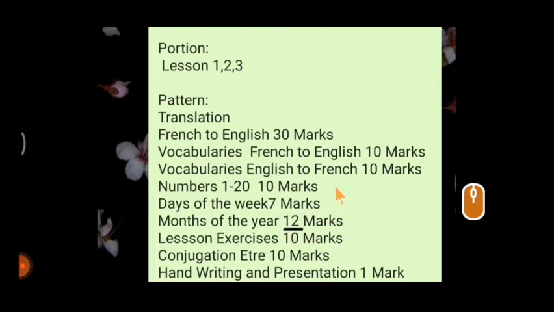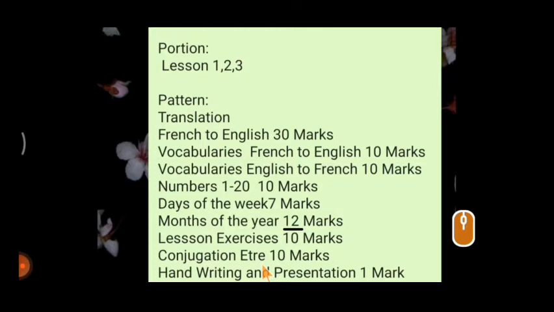Next is lesson exercises. After each lesson there will be a few exercises related to the lesson, that is grammar exercises. From those exercises I will ask any 2 exercises from any lesson. It might be lesson 3 or lesson 2 or lesson 1. That is for 10 marks. And conjugation. For conjugation, only one verb you have, that is from the third lesson, adverb. Last class I taught you adverb. That conjugation you have to write.